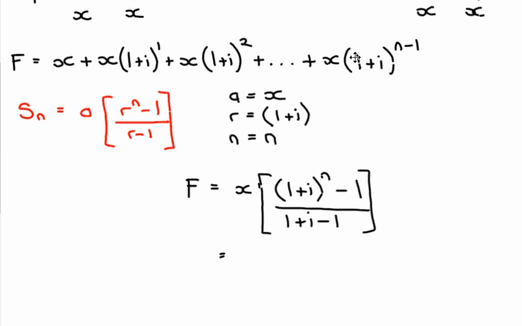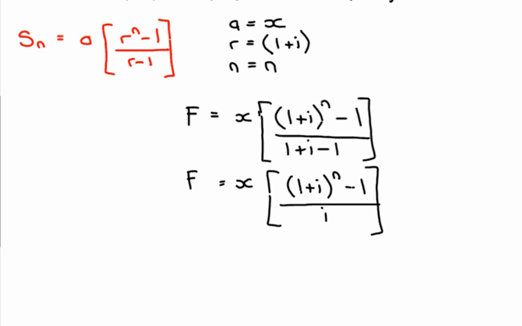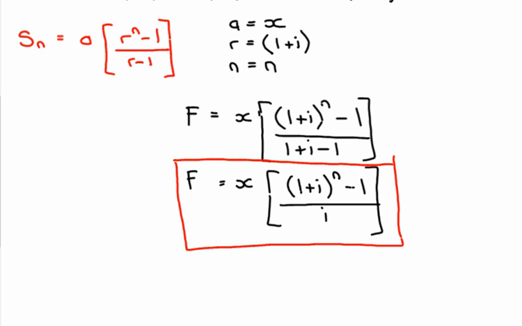Simplify that denominator, and we get X, open brackets, 1 plus I to the power of n minus 1 over I. And this is your future value annuity formula, which you can use straight away and which we will cover in more depth in future videos. So that's our future value. That's if we want money at the end, in the future.